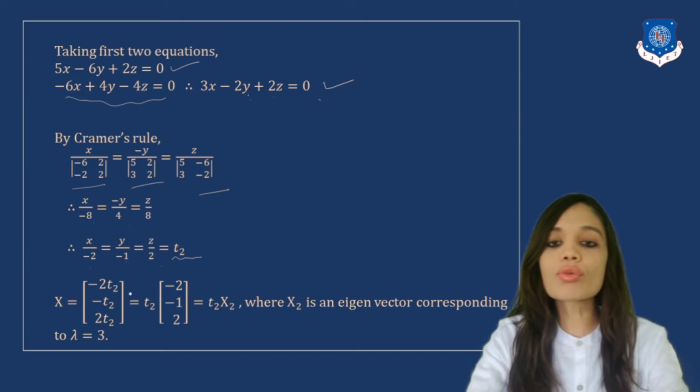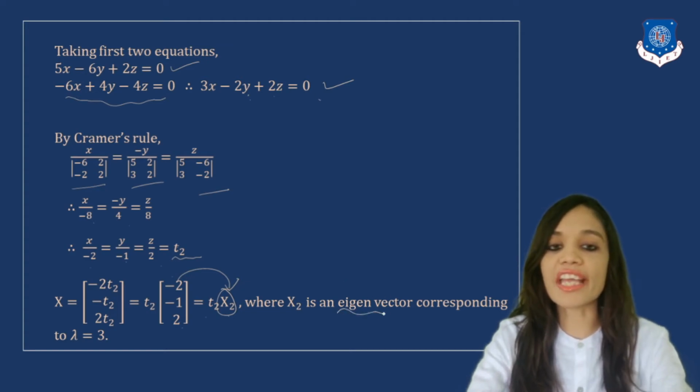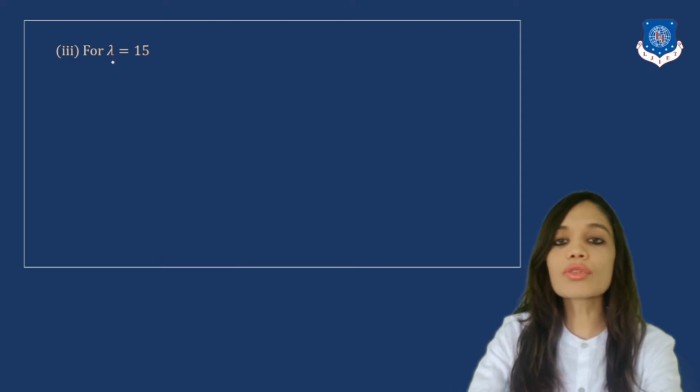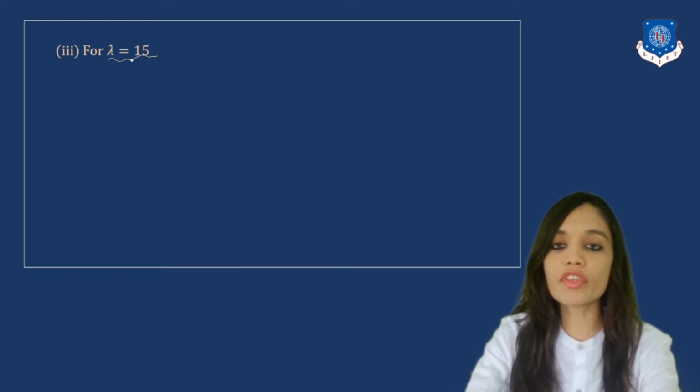Now take out t2 common. So what you will get? Minus 2, minus 1 and 2. Assume this as our x2. Right? So you will get t2 x2. Now our x2 is known as the eigenvector corresponding to lambda equal to 3. Okay? Now we will find the eigenvector corresponding to lambda equal to 15.